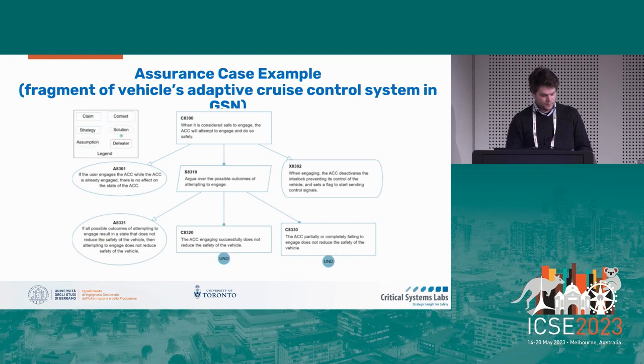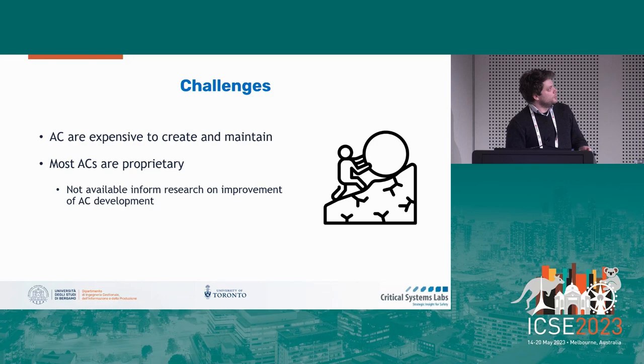We use a tool called Socrates to do this. So these are complicated engineering artifacts. They're expensive to create and maintain. And we would really like researchers to be able to contribute and develop new methods for maintaining assurance cases. But we have a problem, which is that they're proprietary.